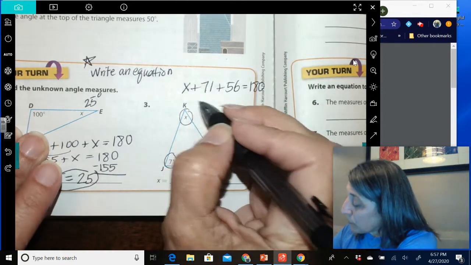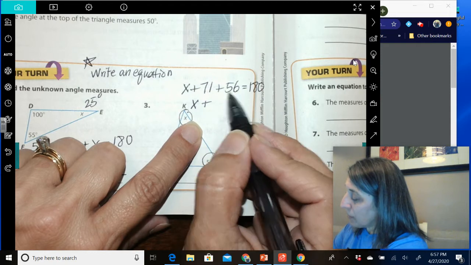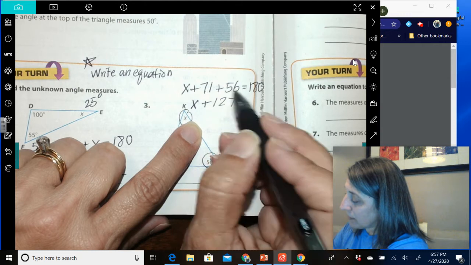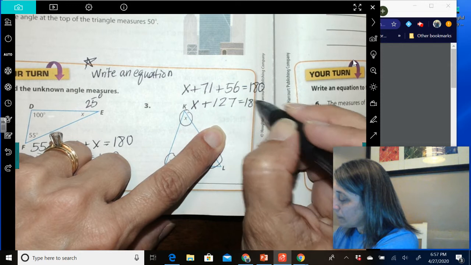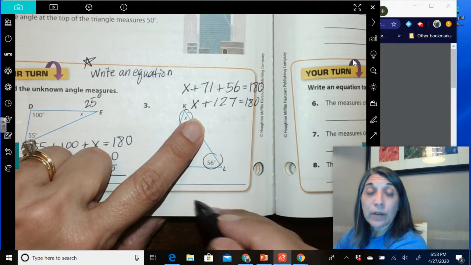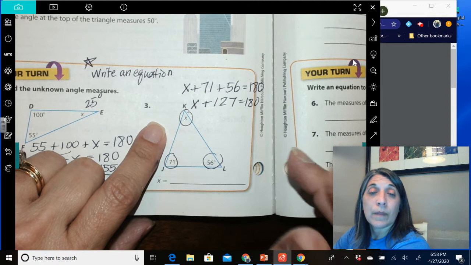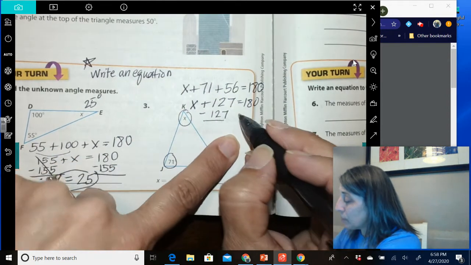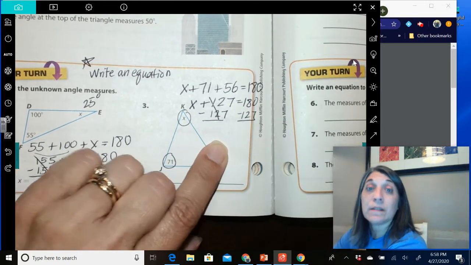So first thing I want to do is do x plus, and I'm going to add 71 and 56, which should be, let's see, 127. Is that right? Yes. Okay. x plus 127 equals 180. If you're doing this on the fly, trying to do mental math, and you need to write out your addition to the side, write out your addition to the side. Okay, so then the next thing I'm going to do is subtract 127 from both sides. These cancel each other out, right? Because it's a zero pair.